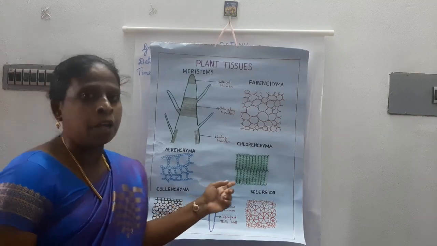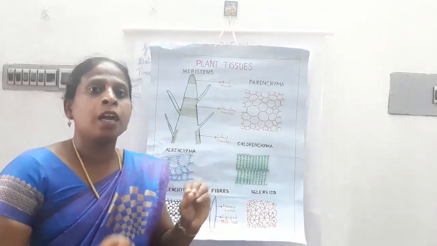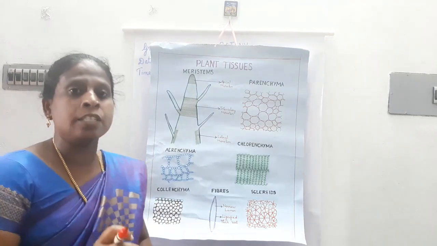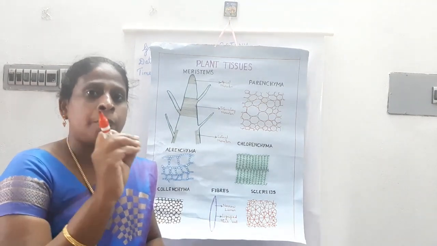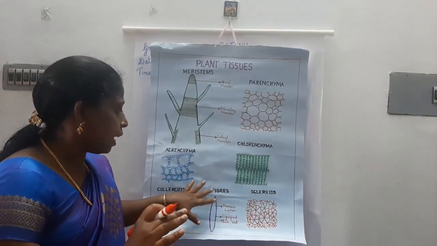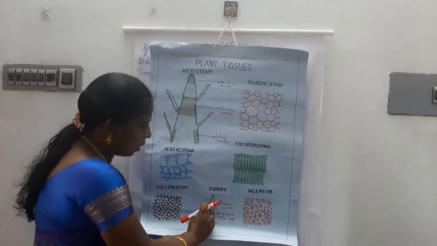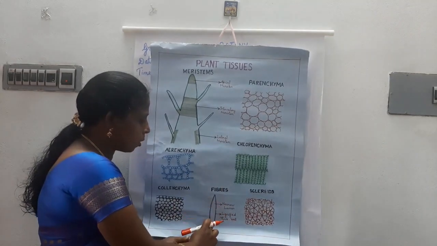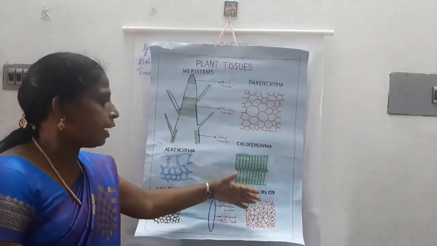Next one is sclerenchyma. The cells are very thick, and the tissues consist of dead cells. Why does it consist of dead cells? Because in the cell the protoplasm is absent. So in this sclerenchyma, a large lumen is present. The lumen means this place, inside the cell wall where there is no protoplast, some space is there, that is called lumen. So it consists of large lumen. So it is a dead tissue.